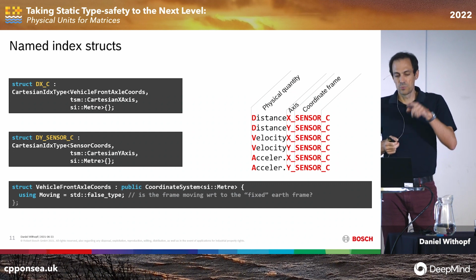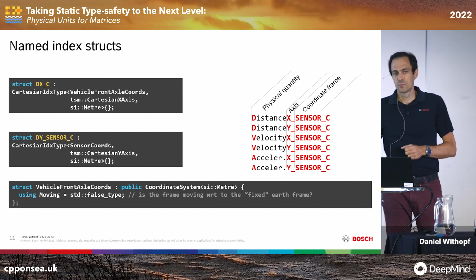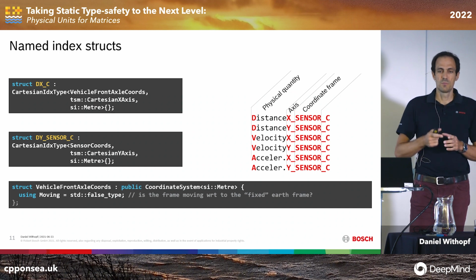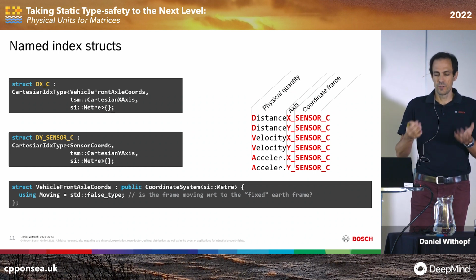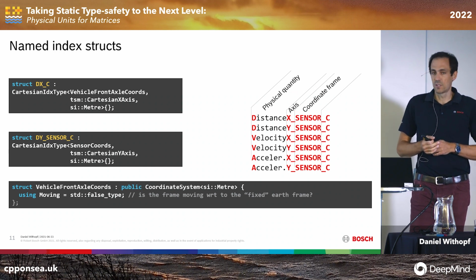Now I should also mention why dxc does not contain a mention of the coordinate frame. The reason for this is that in our project, the vehicle front axle frame is the most common frame. You use it very frequently, which is why I left out the coordinate frame name in this case.